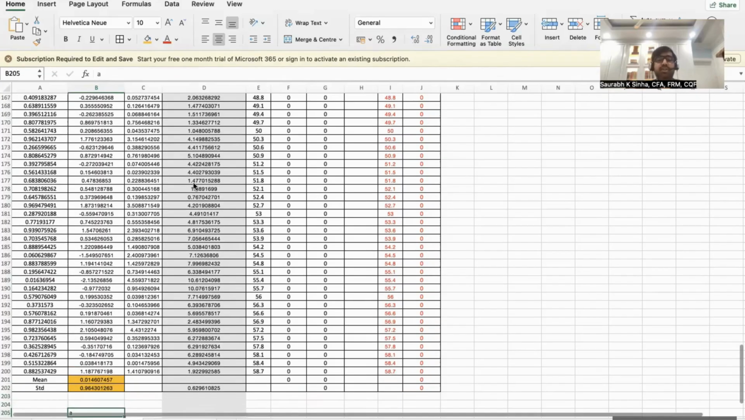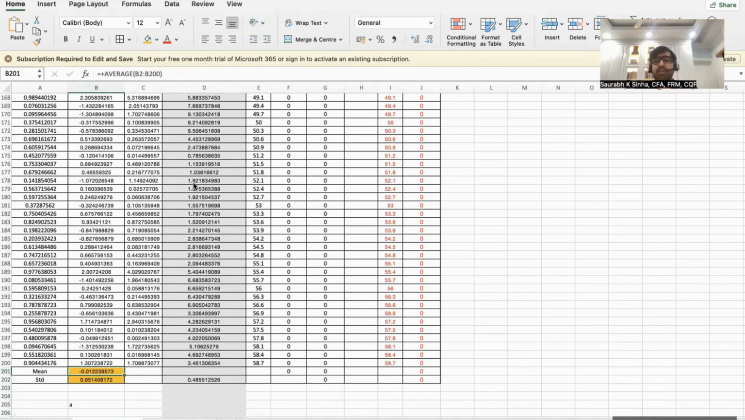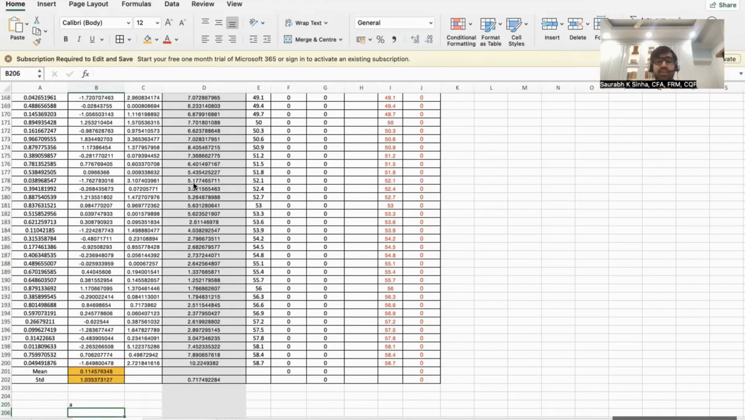Similarly, if you change the random number, see the mean is now negative and the standard deviation is now 0.95. Let's change it again. If you change it again, see the standard deviation has increased and the mean has become positive. On an average, if you keep on taking such random numbers, or if you increase the sample size from 199 to 100,000, then the mean will become 0 and the standard deviation will become exactly equal to 1.